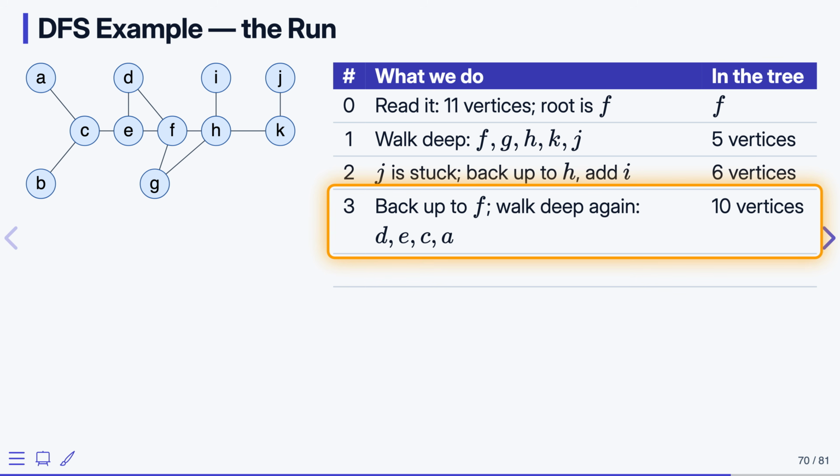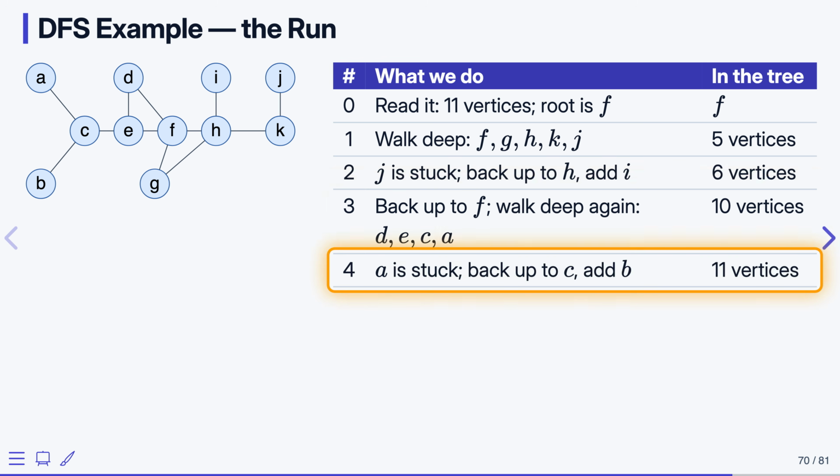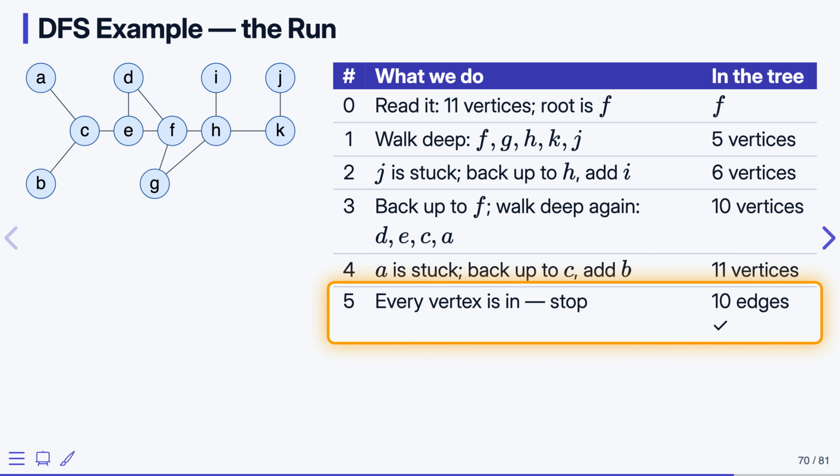From F we can still reach D, which is new. Add D, then E, then C, then A. 10 dots. Step 4. Add A, nothing new. Back up to C. From C we can reach B. Add it, 11 dots. Step 5. Every dot is now in the tree, so we stop. Count the edges, 10 of them for 11 dots, exactly right.